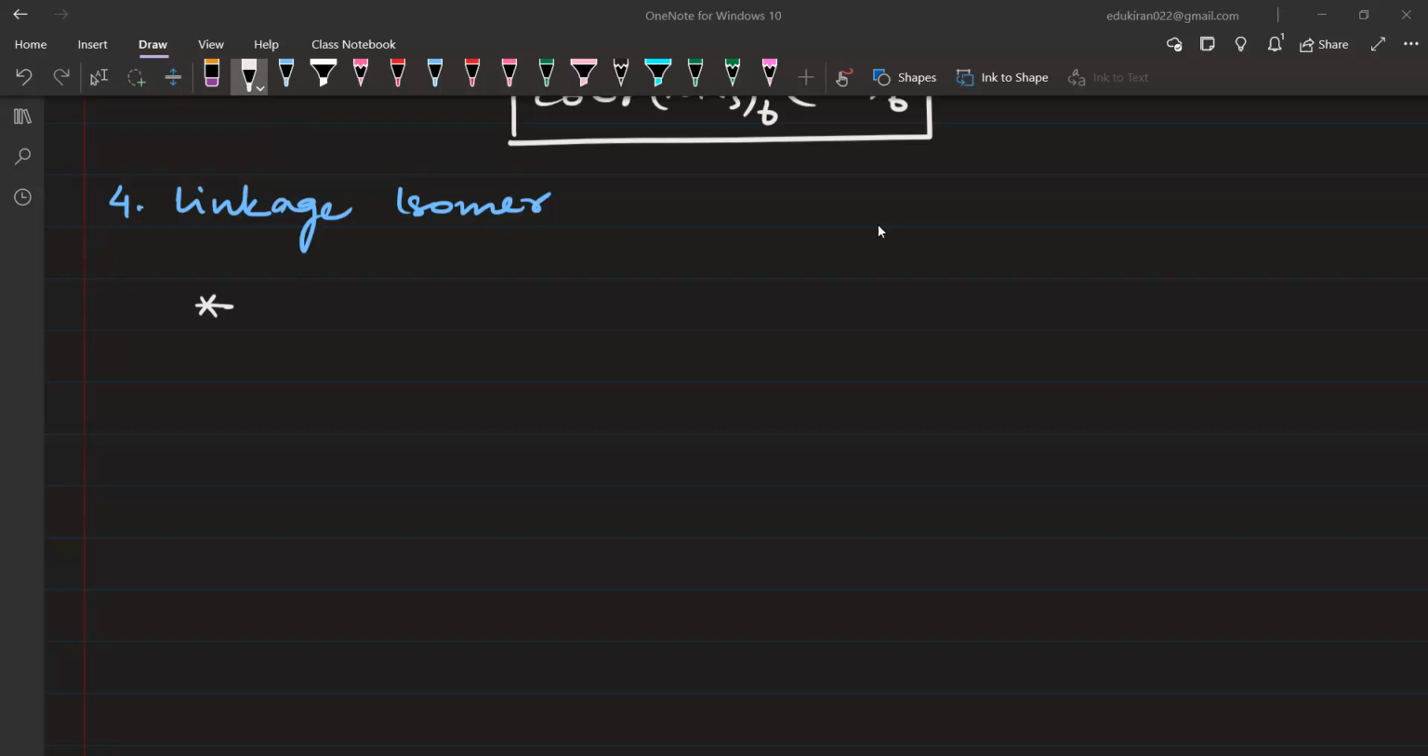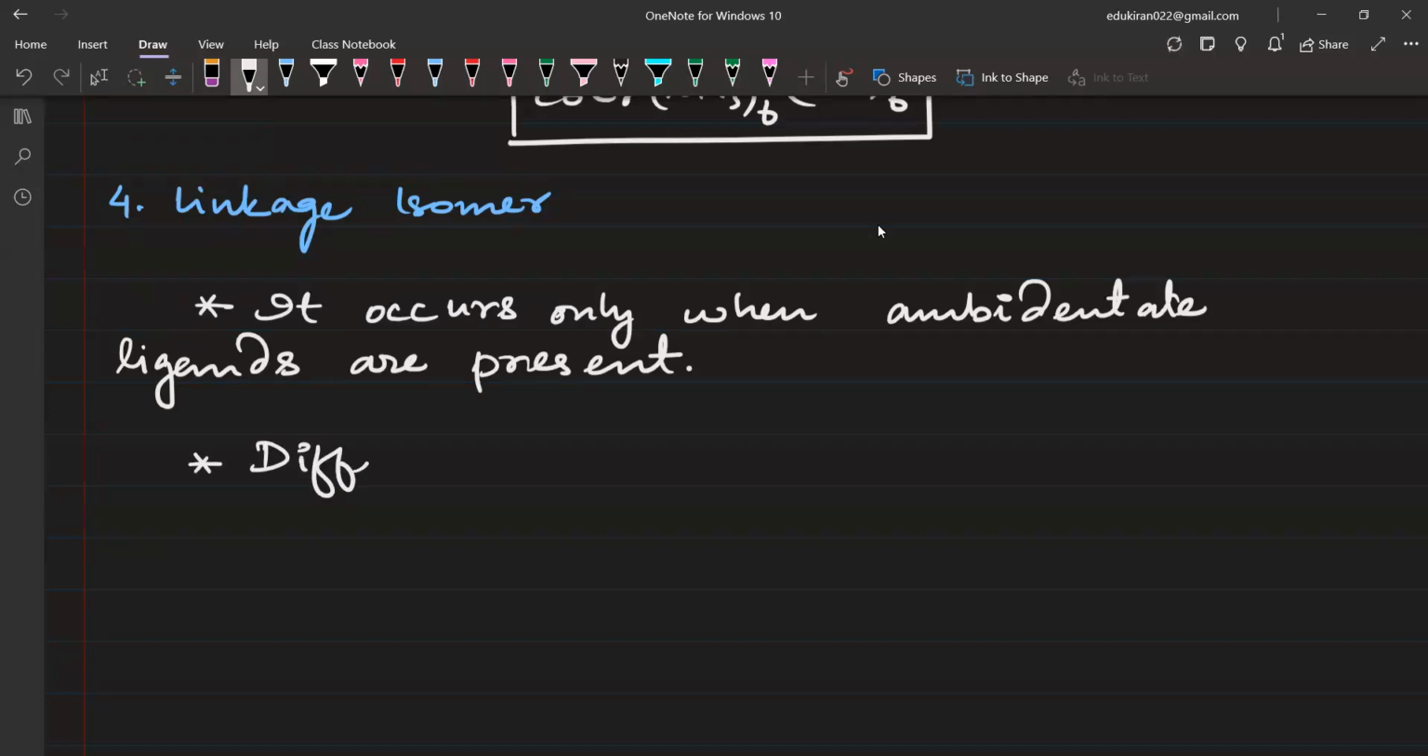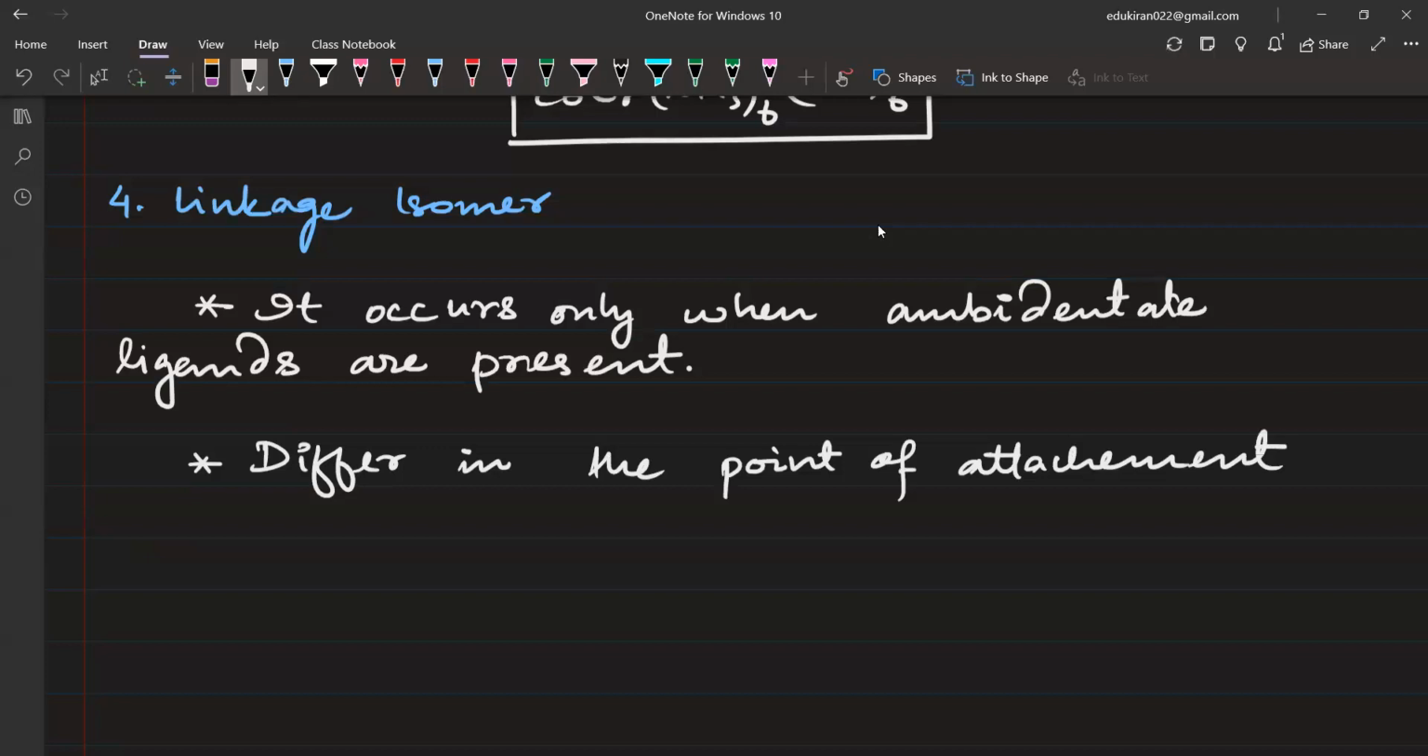Linkage isomer, ठीक है? So linkage isomer सबसे पहले it occurs only when ambidentate ligands are present. Ambidentate याद है आप लोगों को? Yes, sir. याद है ना? ठीक है. And how do they differ? They differ in the point of attachment of ligand to central metal atom. Point of attachment of ligand to central metal atom.